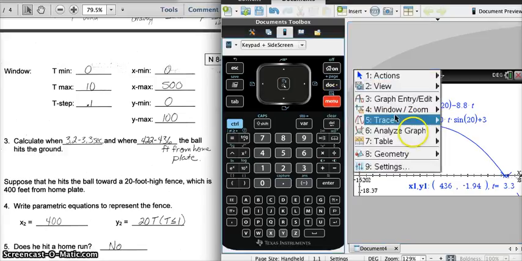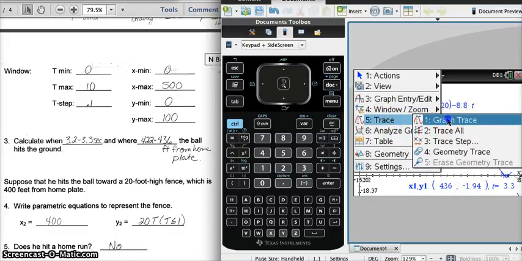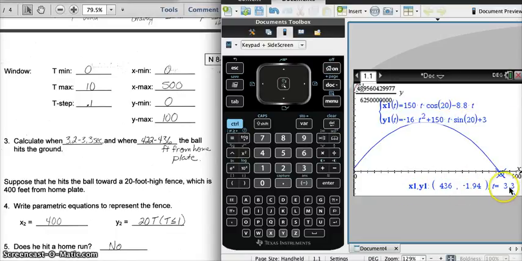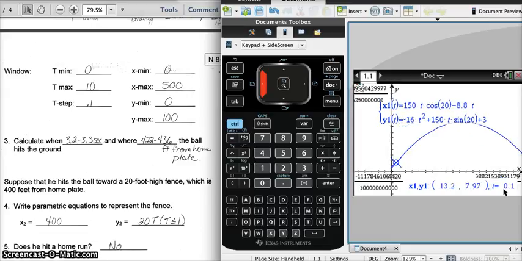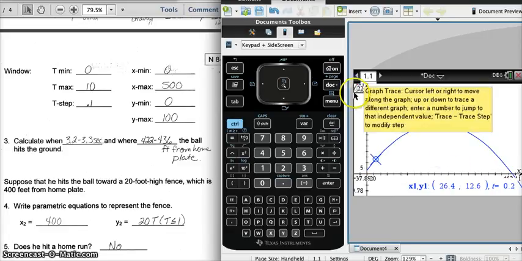So you go to your menu, you go to Analyze Graph, or sorry, not Analyze Graph, you go to Trace, and you go to Graph Trace. And it should bring up this menu down here where it has X sub 1, Y sub 1. So it's telling you your horizontal component and your vertical component for each time that has passed. So I changed my trace setting to be 0.1 so I could see better what was happening, right? Or how often. So you can change your trace setup.